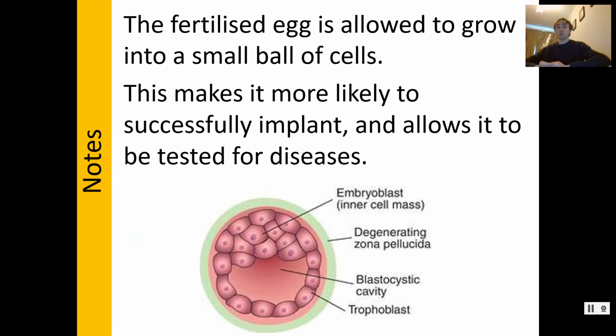We allow it to grow into a ball of cells. Now that makes it more likely to implant successfully. Basically, some of the issues women have are the egg not attaching itself correctly into the inside of the womb. So by allowing it to grow to a small ball of cells, when we attach it, we're hoping that it will grow much better and will be attached more easily. And at this point, it allows it to be tested for diseases.